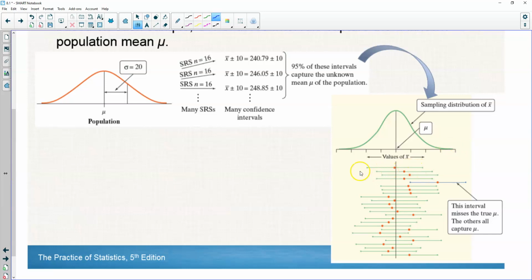We see the same width intervals, but they bounce around a little bit. Those orange dots in the middle are your point estimates, the x bars in this case. And we notice that one of our confidence intervals does not cross this mu. All of the other ones do. One of them does not, and we would expect that because only 95% would likely capture mu. So that one blue one down there misses, and all of the green ones do end up capturing mu in the interval.